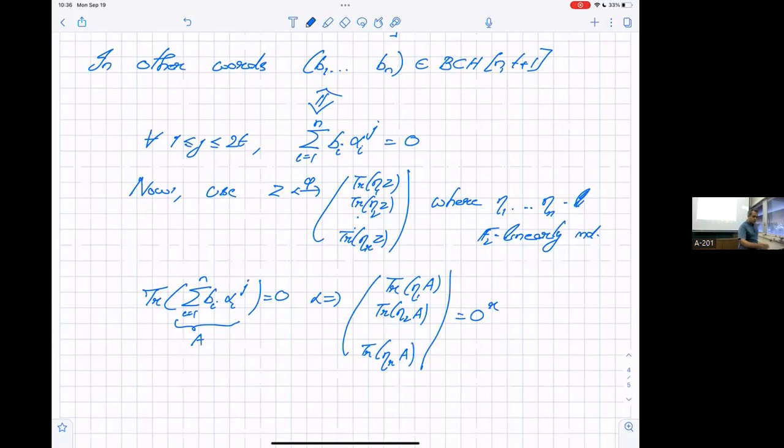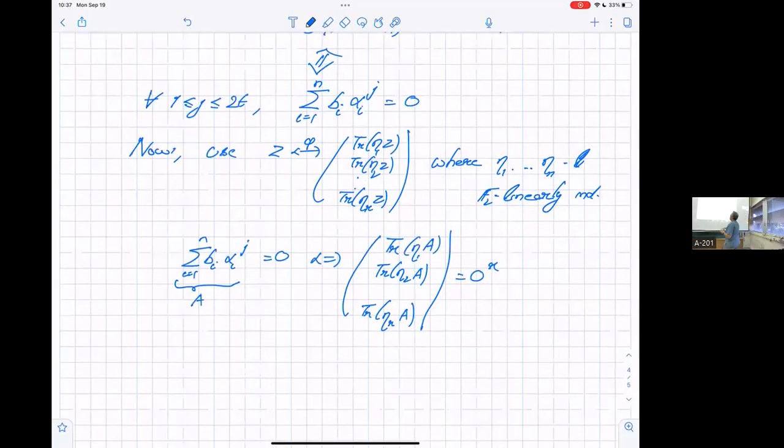Sorry, why did I put a trace here? There's no trace here. Check if this is 0. That's what we need to check. After this, being 0 is the same as checking this is 0. So let's take one such condition. I want to claim that this one equation has become R equations. So let's look at one such equation.